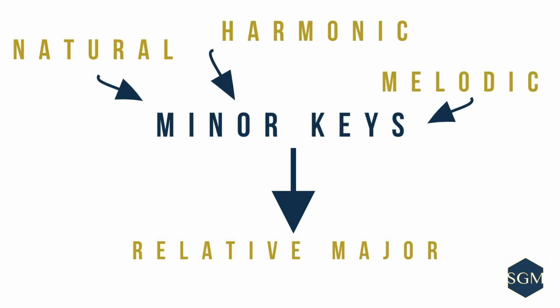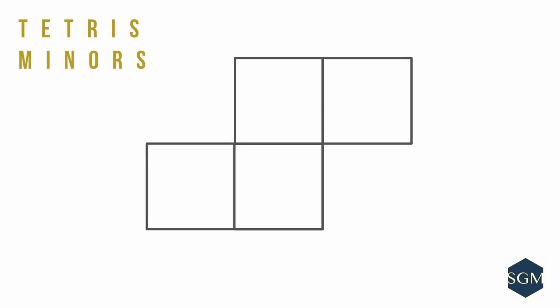To differentiate the three types, I'm going to introduce to you our Tetris block for minor keys. We're going to start from the bottom left and work our way upwards. Let's begin. In the first box, we'll put the minor key that we are working on. In this example, I will be using E minor. So we simply pop E minor into the first box.